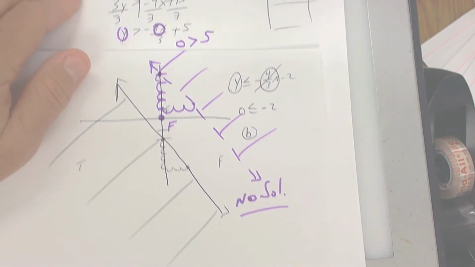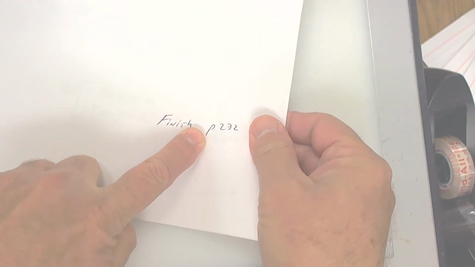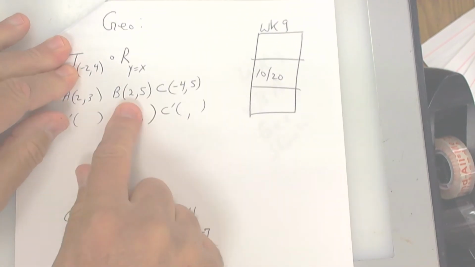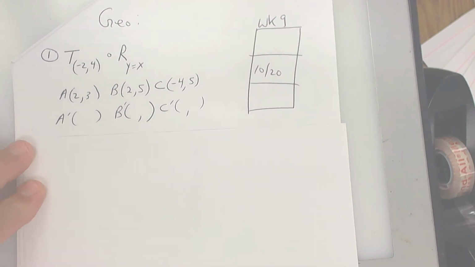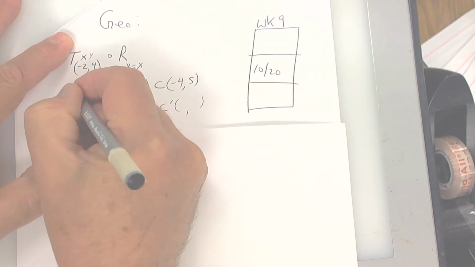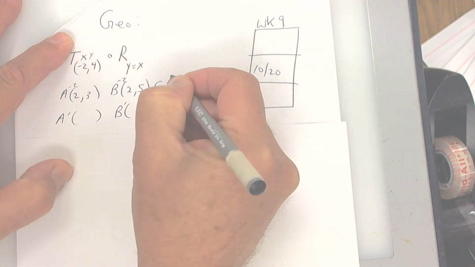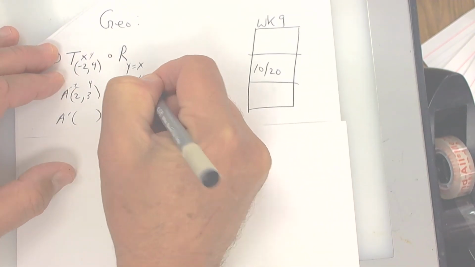Let's talk about geometry. Okay, so let's talk about geometry. Geometry, we have a composite here, okay? So let's talk about that composite. In order to do a composite, we have to first translate this one. So your x, you're going to put a -2 on all your x's. Okay? Your y, you're going to do a +4.